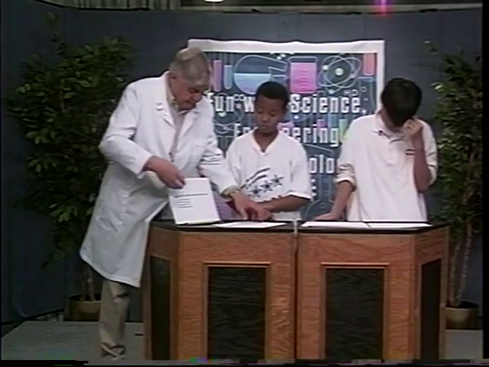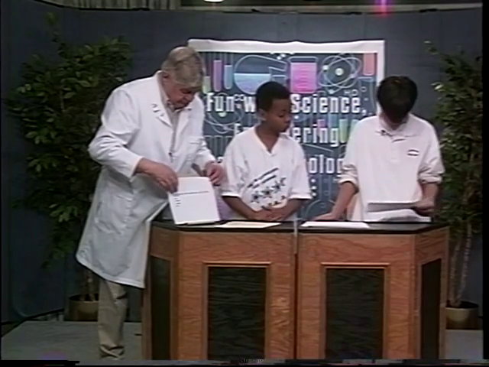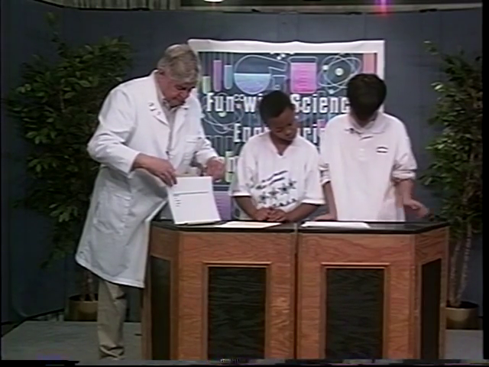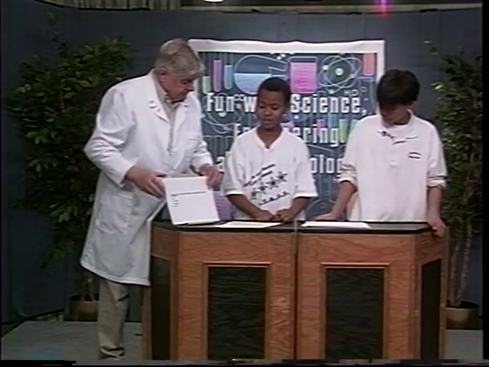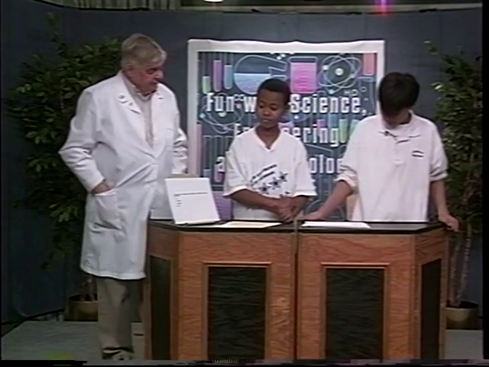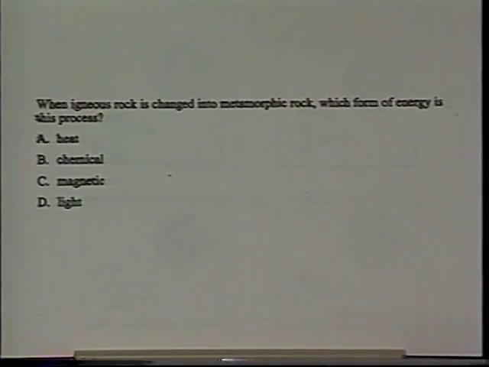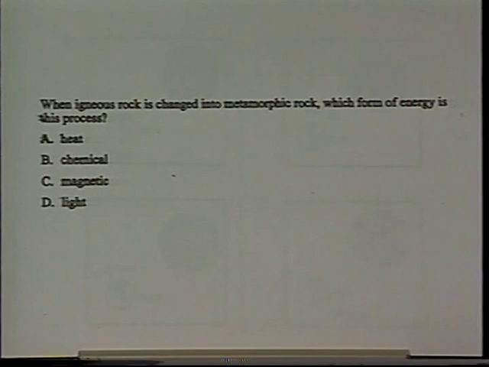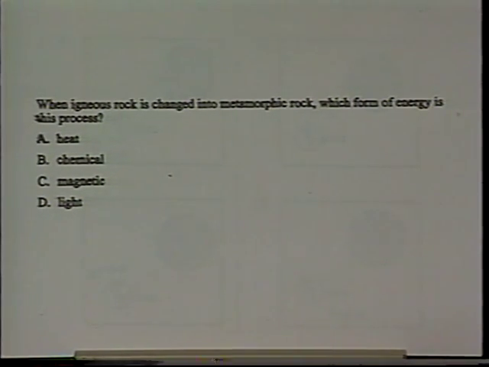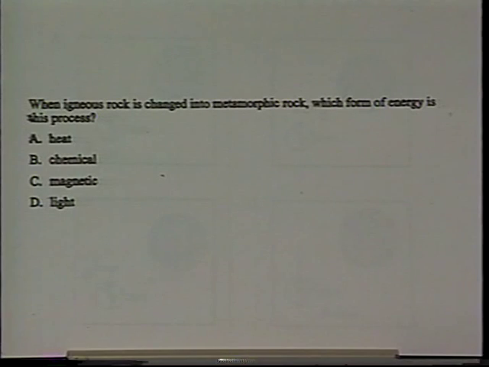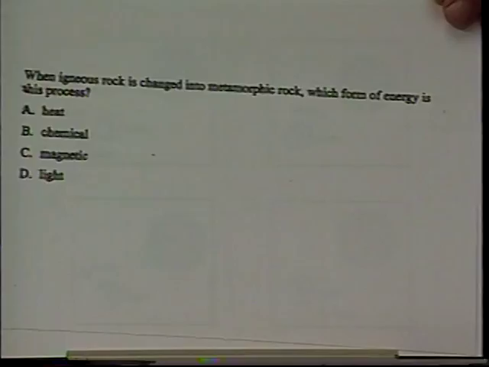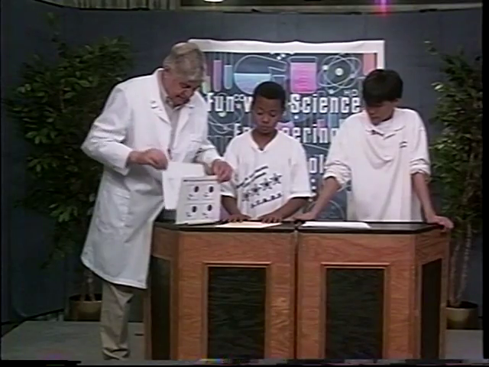All right, now let's go back to the other question. What's this one? When igneous rocks is changed into metamorphic rocks, which form of energy is this process? A, heat, B, chemicals, C, magnetic, or D, light? Heat is the correct answer. We just covered that. Okay, let's do the next one.